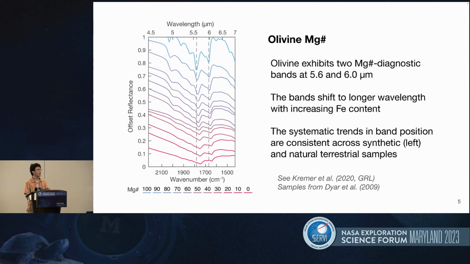we published a paper on the intermediate infrared spectroscopy of olivine. Now, here we see spectra in the 4 to 8 micron range of synthetic olivine, first described by Darby Dyer. And most notably, we see strong spectral bands at 5.6 and 6 microns. And as we go from Mg-rich at the top to Fe-rich at the bottom, the positions of these two spectral bands shift systematically to longer wavelengths. And these systematic trends in band position are consistent across both synthetic samples and a large range of natural terrestrial pure olivine samples.